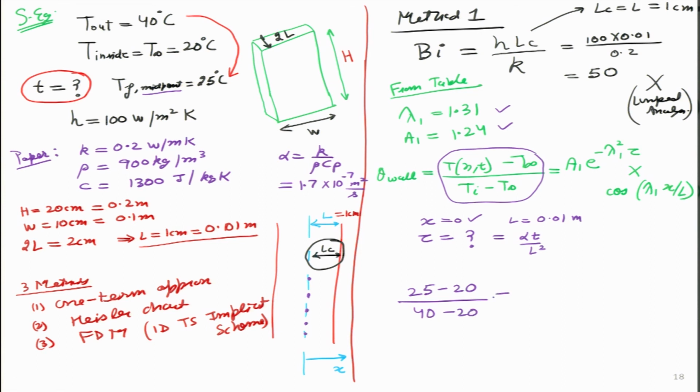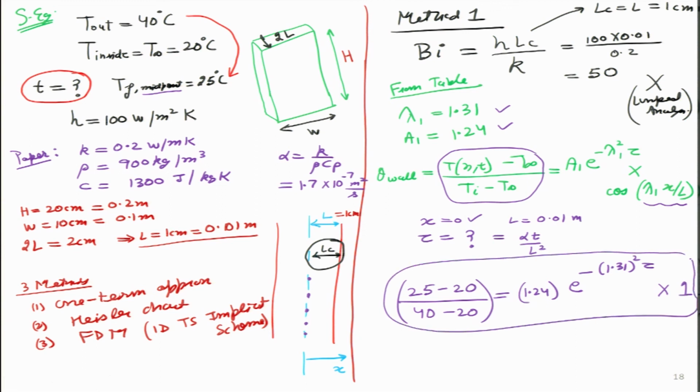So, this is something I have on the left hand side, and on the right hand side over here A1 value is 1.24 exponential minus lambda 1, which is 1.31, whole square into tau, and because x equals 0, this whole cos term turns out to be 1. So, over here this equation is very simple and straightforward. It is one simple equation with one variable.